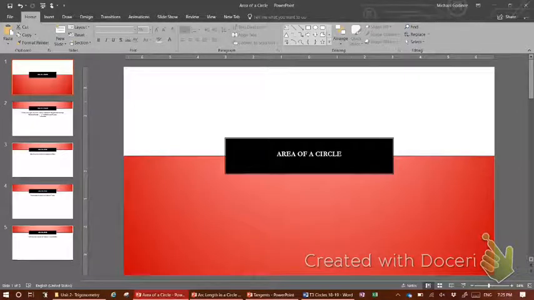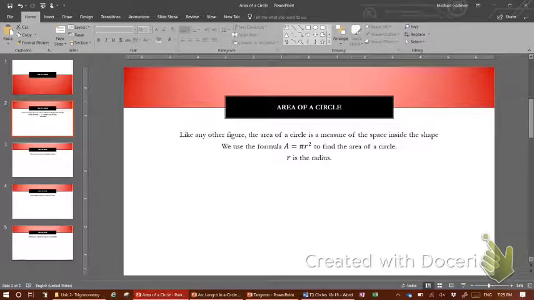Okay, so I have a short video here for you today on the area of a circle. As we know, any figure that we have, circle, triangle, parallelogram, etc., has area. And that area is the measure of the space inside whatever that shape is, measured in square units, right? Inches squared, miles squared, etc. But obviously for a circle, it's different.